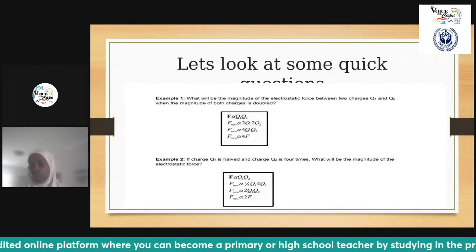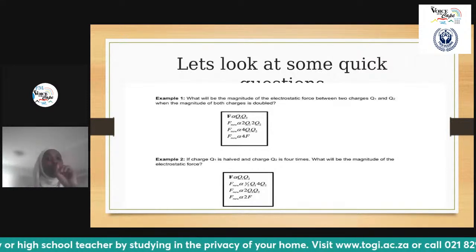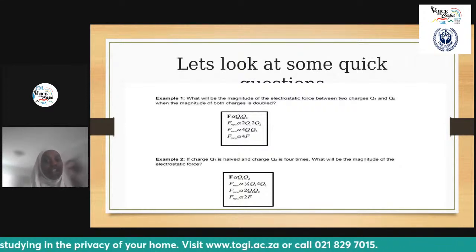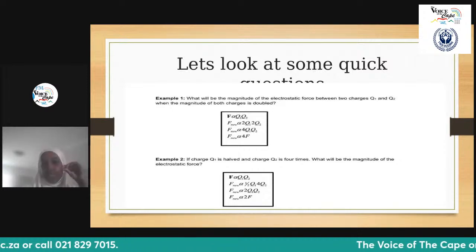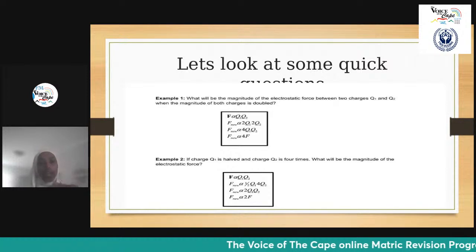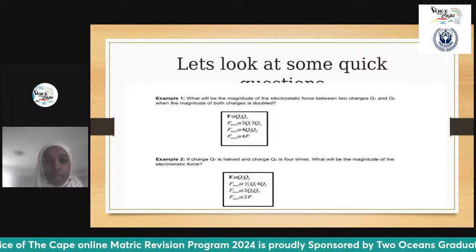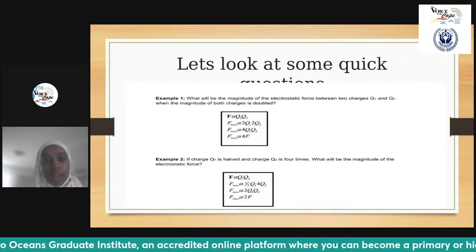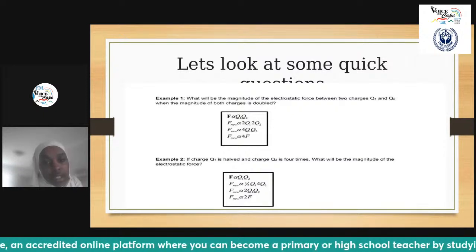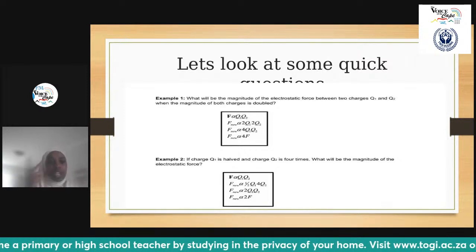Then example 2. If charge Q1 is halved and the second charge Q2 is 4 times, so it's quadrupled, what will the magnitude of the electrostatic force be? Again, we know that force is directly proportional to the charges. Q1 I halve, Q2 I quadruple, which means a half multiplied by 4 is 2, so it's going to be 2F. If I halve one charge and I quadruple the other, the force will be increased by 2. I hope that makes sense.